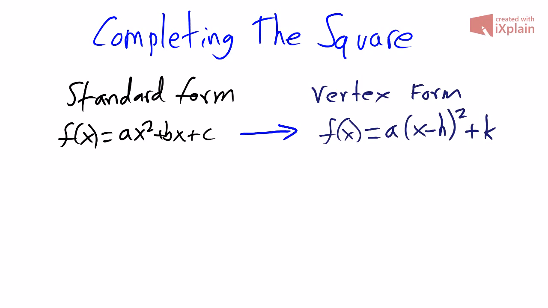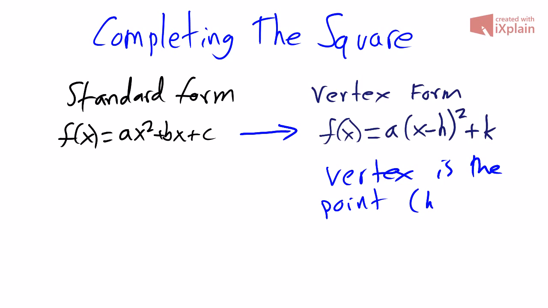All right, so the reasons why you might want it in vertex form is so that you can easily tell what the vertex is. In standard form, there isn't a clear way without solving the equation. So in vertex form, when it's written like this, the vertex presents itself as the point h comma k.